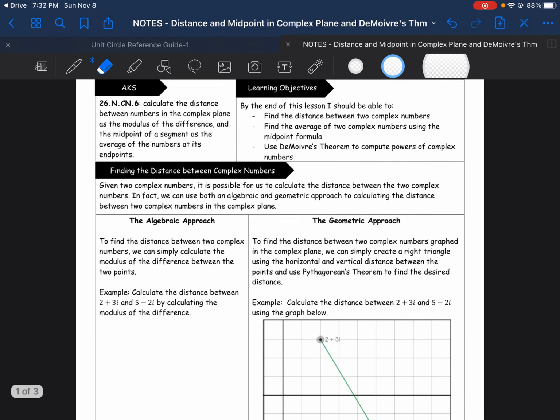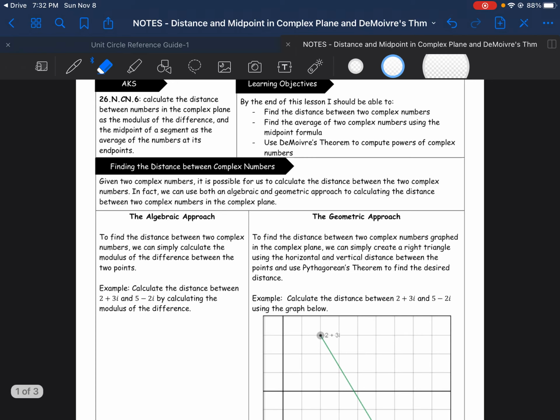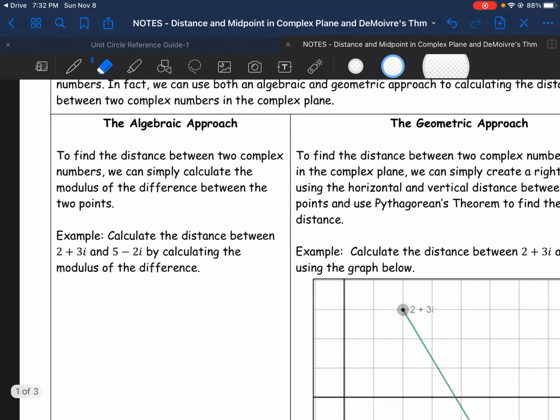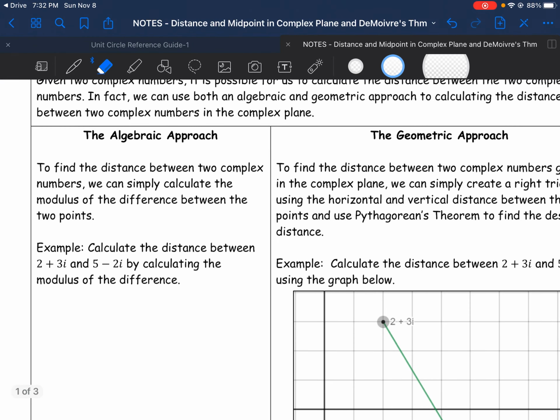So first we're going to look at finding the distance between two complex numbers in the complex plane. Given two complex numbers, it is possible for us to calculate the distance between the two. In fact, we can use both an algebraic and a geometric approach to calculate the distance. Let's first look at the algebraic approach. To find the distance between two complex numbers, we can simply calculate the modulus of the difference between those 2 points. Let's look at an example.